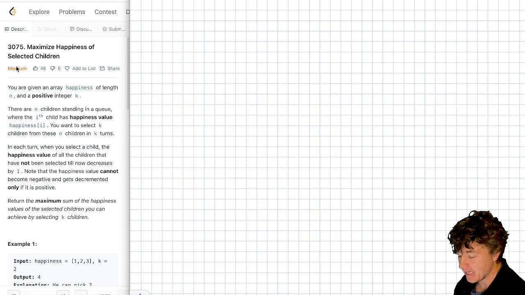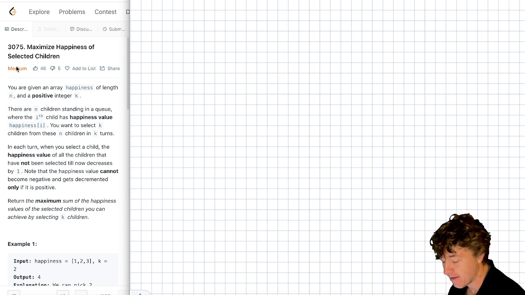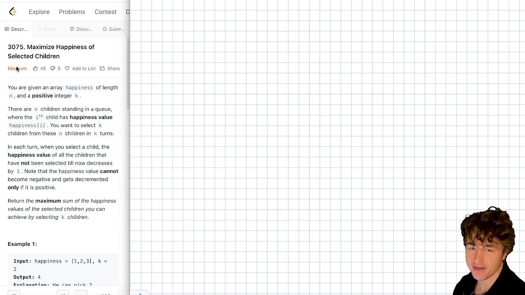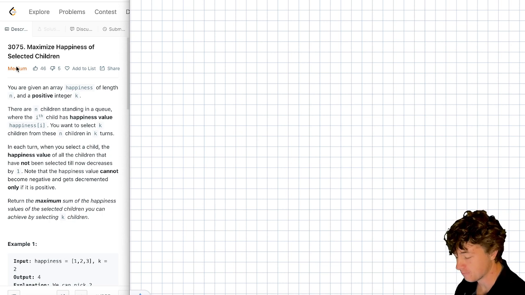In each turn, when you select a child, the happiness value of all the children that have not been selected till now decreases by 1. Okay, that kind of makes sense, right? You remember waiting to get picked in line as a kid, and if someone didn't pick you, you're like, oh, man. So every time you pick a kid, all the other kids get a little sadder, I guess.